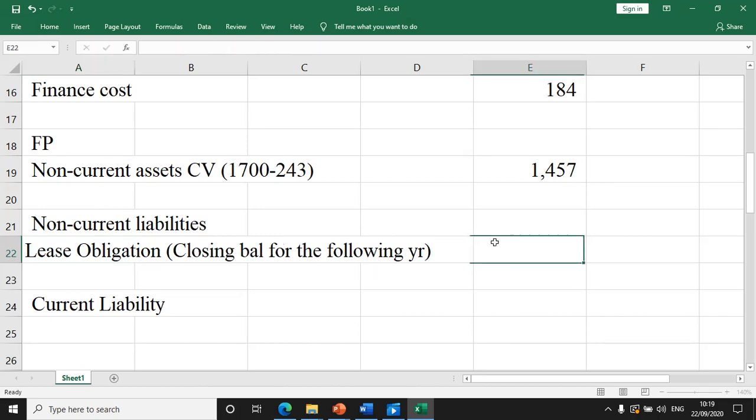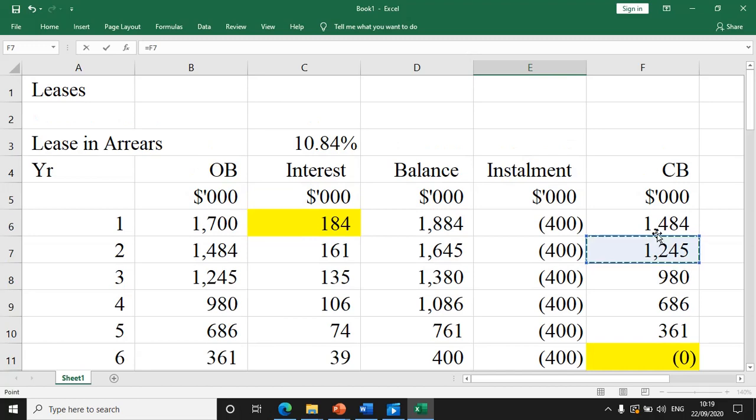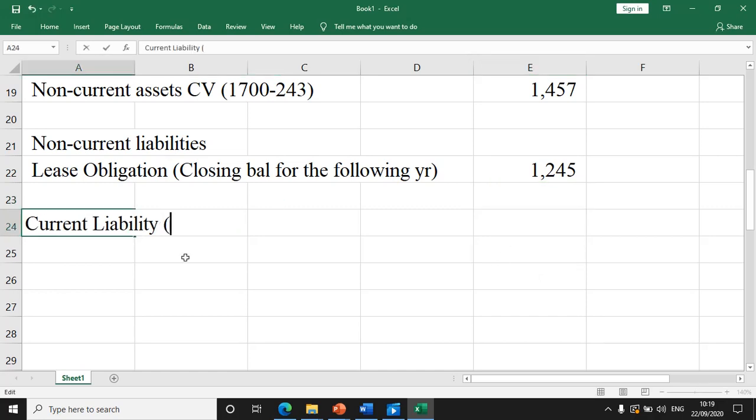So what's the closing balance? Just go and get it, pick it the way it is. The closing balance for year 2, of course, is 1,245,000.